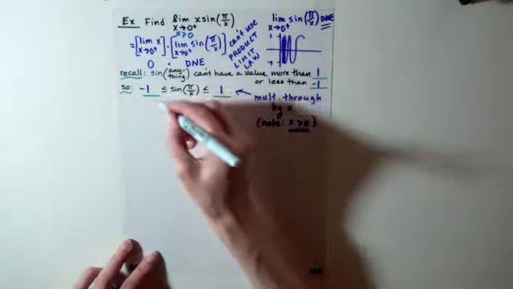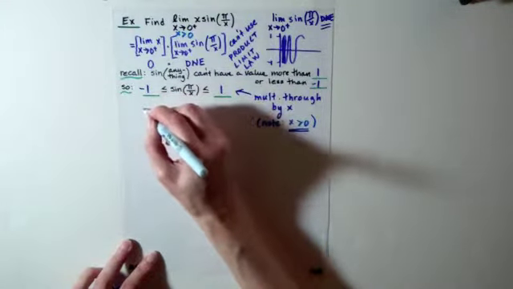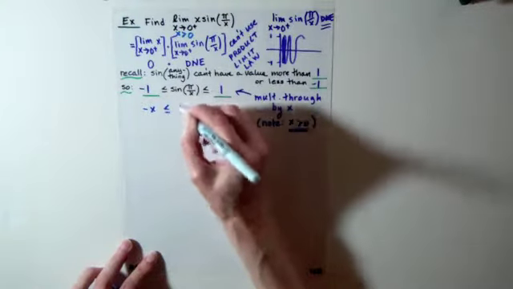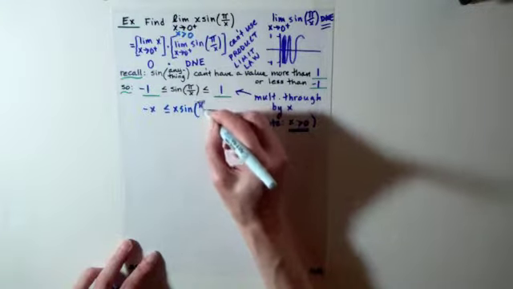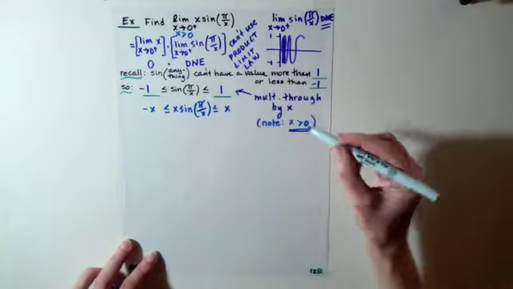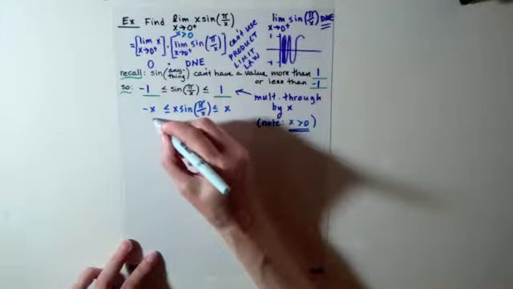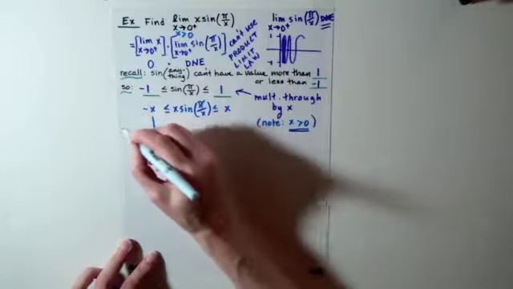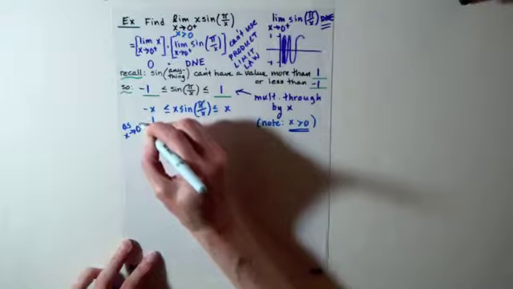So let's multiply through by x. I have to multiply each part of the inequality through by the same thing. Negative 1 times x is going to give me minus x. Here, when I multiply by x, I'll get x times sine of pi over x. And 1 times x is going to give me x. And as long as my x is greater than 0, I can leave the inequality symbols in the same direction. I don't have to reverse them. What I would like you to do next is to think about what's the limit of this function as x approaches 0 from the right.